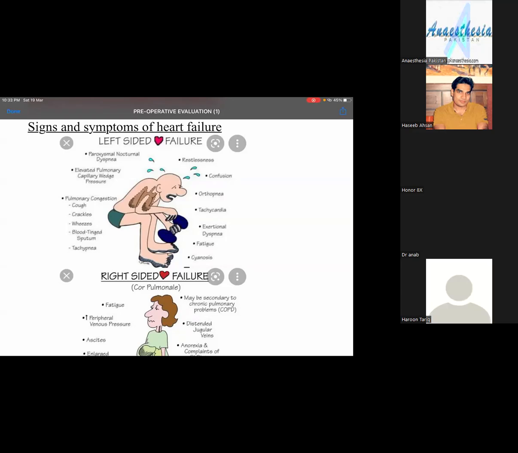Sir, I have a question here. If you are physically examining a patient for any surgery and you are expecting any cardiovascular problem, in our cases it's very difficult for us to find any murmur. How can we basically check for murmurs, as you know there are chances of aortic stenosis or other conditions?